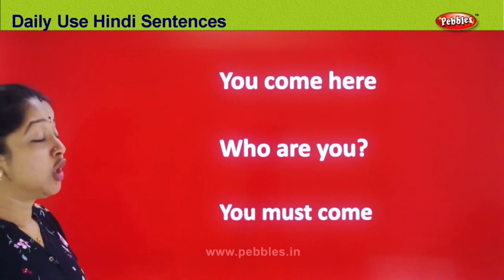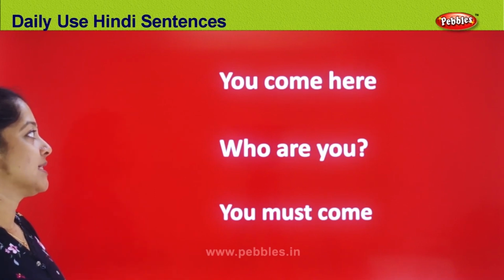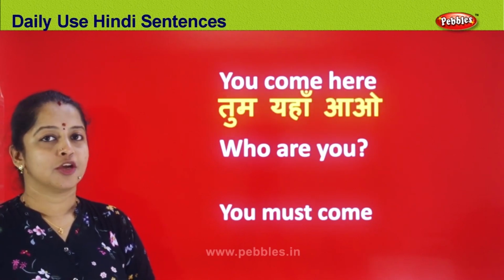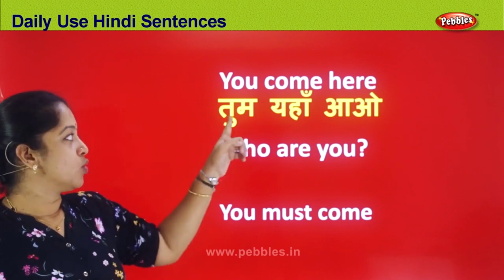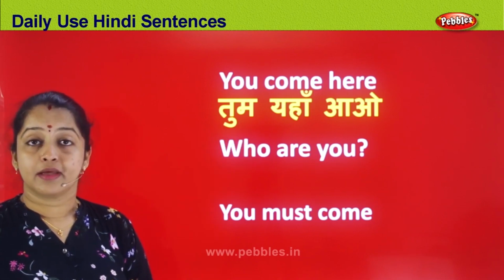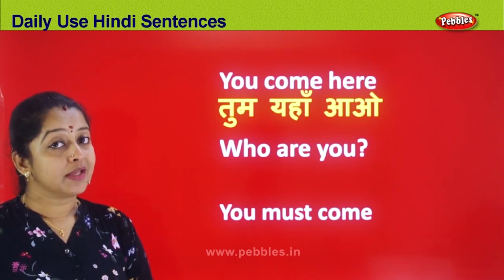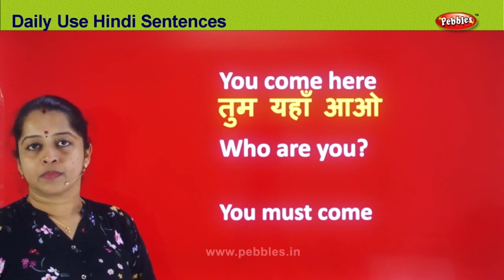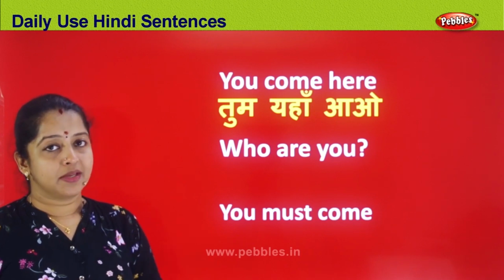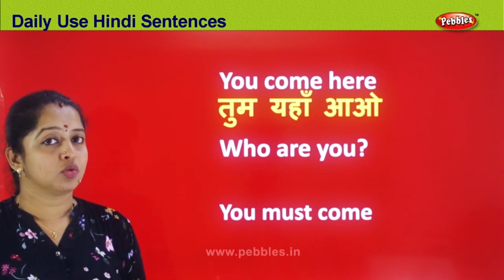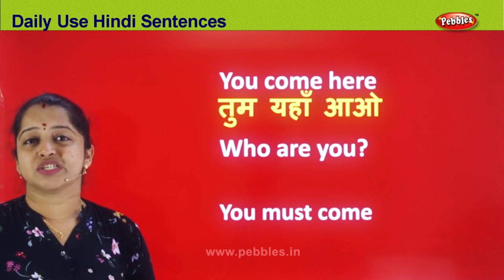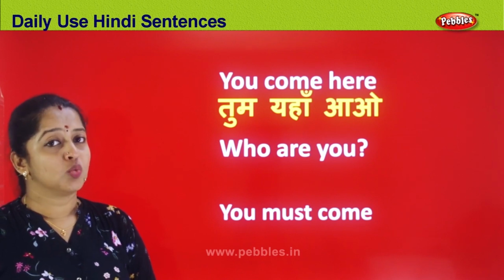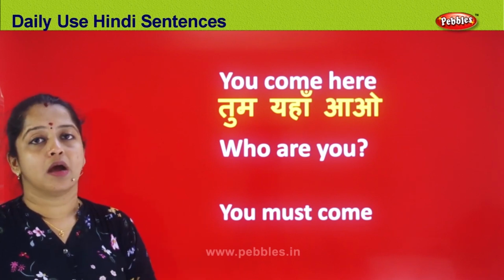So, the first one, you come here. Let's see how it is said in Hindi. Tum yahan aao. So, what is the basic difference, children? It is only for the first word, right? There we were using the word aap. Now, here we are going to use the word tum. Tum yahan aao. I say, Ramesh, you come here. So it will be Ramesh, tum yahan aao. So, suppose Ramesh is your very close friend and you really don't have to be very formal with him, then you will say, Ramesh, tum yahan aao.